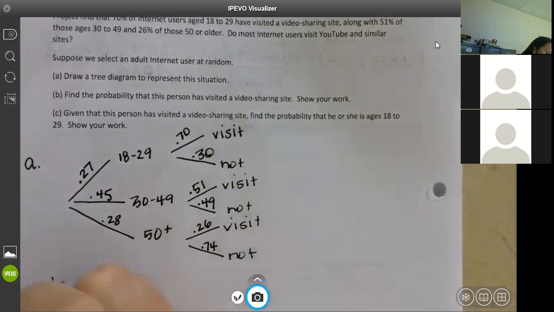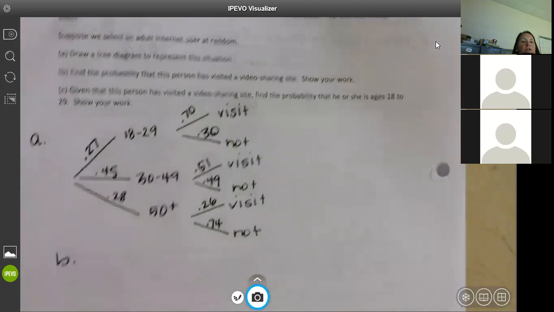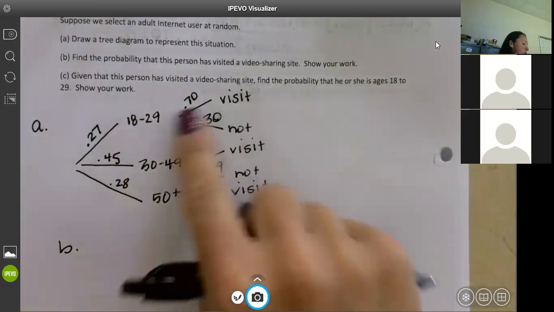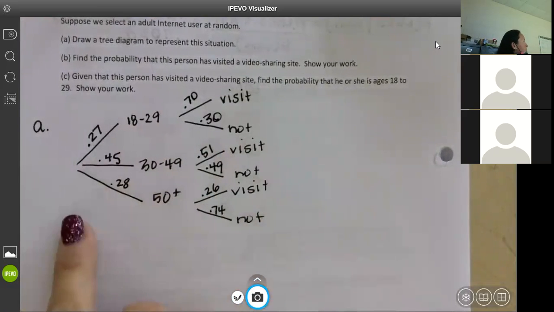Okay. Part B says find the probability that this person has visited a video sharing site and show your work. So it doesn't say anything about ages. It just says anybody has visited. So you have to do all age categories. So how would I do that? You're going to add up not just the visit. What else do you have? The age groups. So anytime you're doing this and you go to visit, how can you get a visit? So make sure that you go all the way back through your chart.